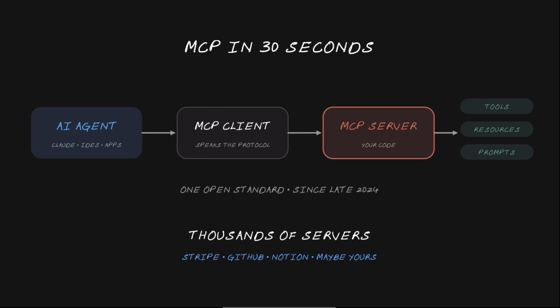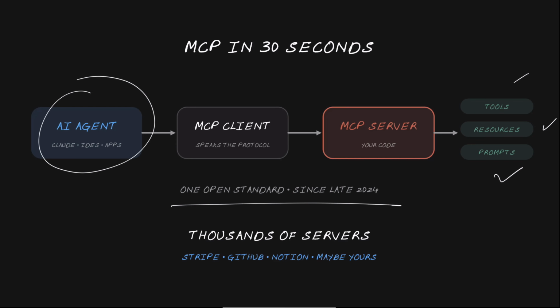MCP stands for Model Context Protocol, an open standard started by Anthropic in late 2024 that gives AI agents one consistent way to call external tools. A server exposes tools, resources, and prompts, and the agent discovers them and calls them. There are thousands of servers already in production. Big companies like Stripe, GitHub, and Notion ship their own official MCP servers. And of course, your company may already be running a few, whether you know it or not.